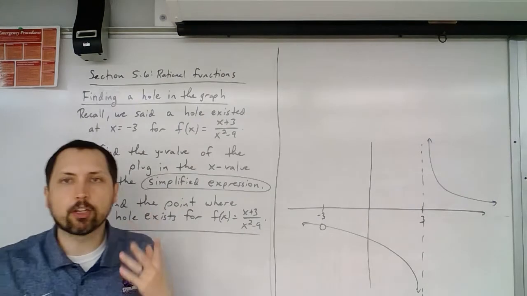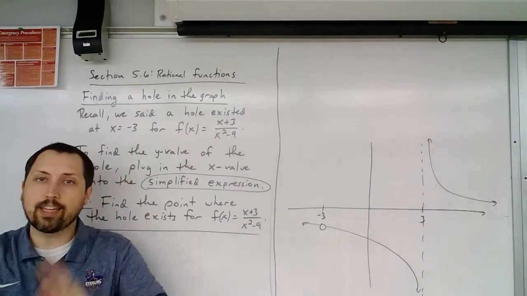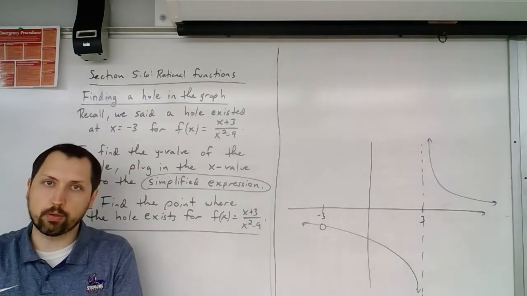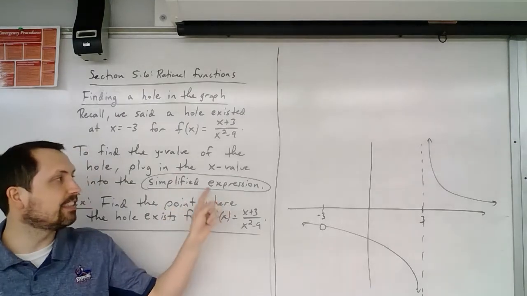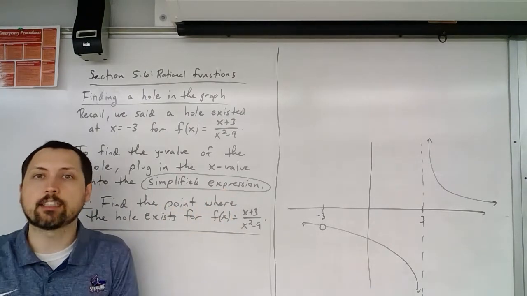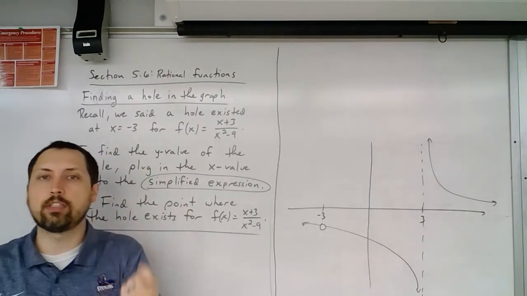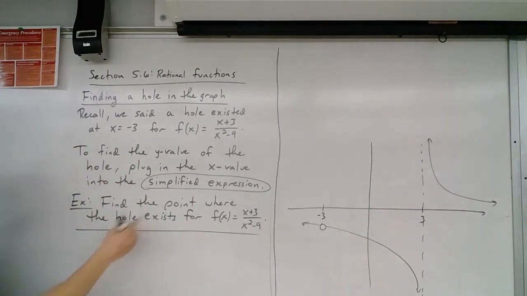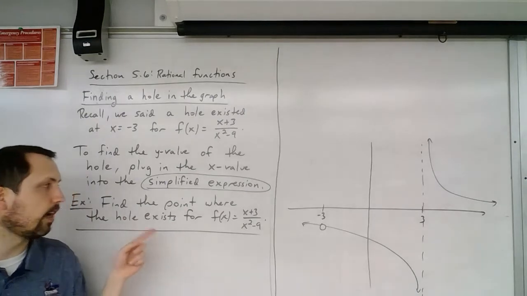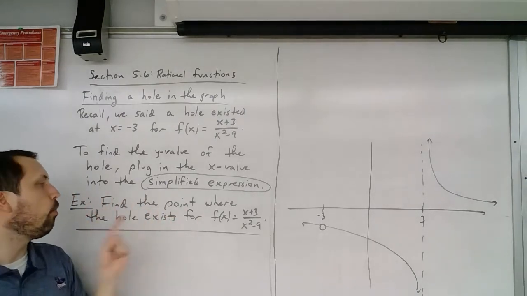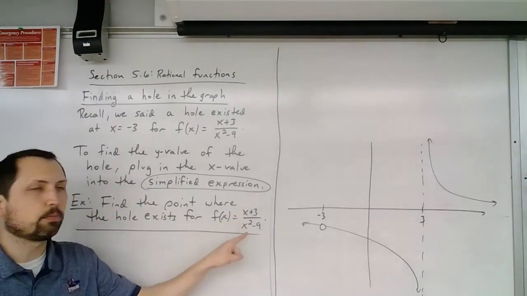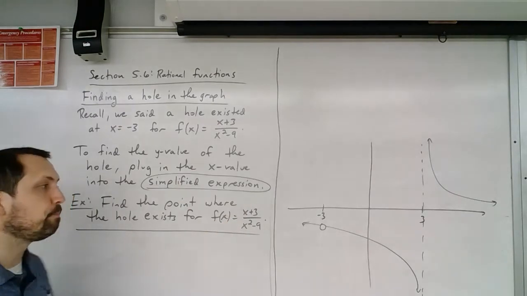So remember, to find vertical asymptotes, we factored, we canceled, and then we worked with that expression. That simplified expression after canceling is what we want to plug the hole into to see what the y value is. So as an example, the same one that we worked on before, we're going to find the point where the hole exists for x plus 3 over x squared minus 9.